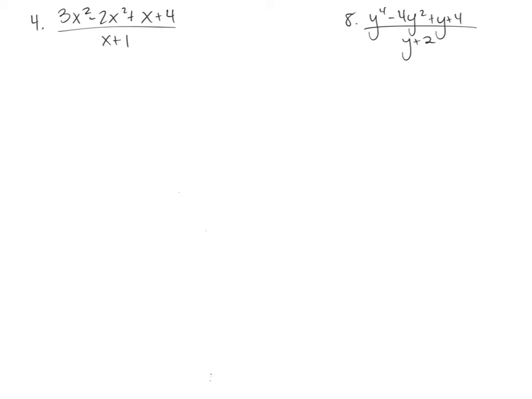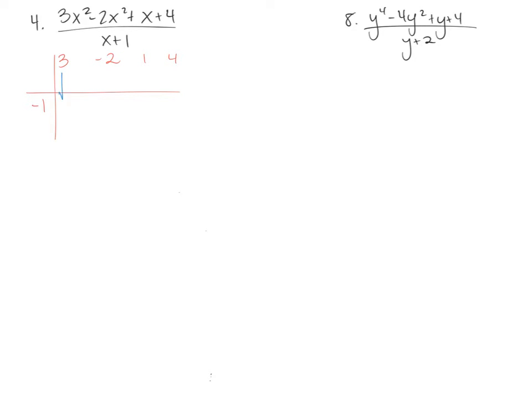So let's start off by looking at number 4. Number 4 says 3x cubed minus 2x squared plus x plus 4 divided by x plus 1. So the first step is to set up our T-chart. We're going to take the coefficients and put them at the top. So that's 3, negative 2, 1, and 4. And then the number we're going to divide by on the synthetic is going to be negative 1, because x plus 1 is equal to 0 when x is negative 1.